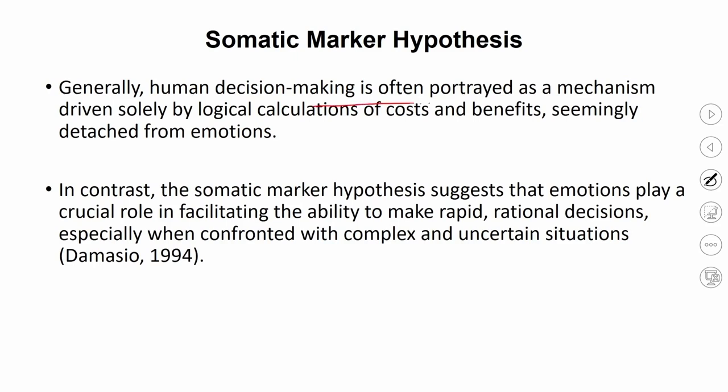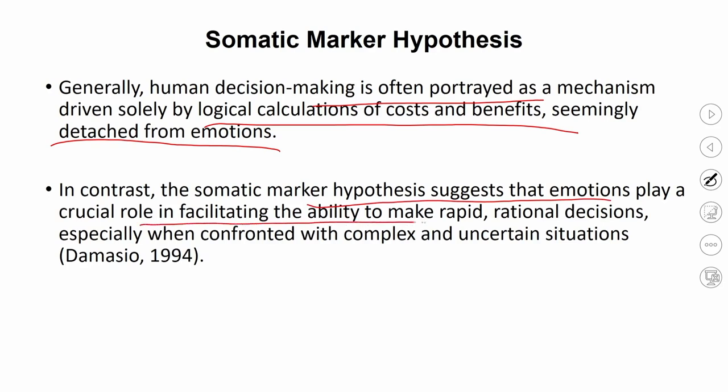Generally, human decision making is often portrayed as a mechanism driven solely by logical calculation of cost benefits, seemingly detached from emotions. When we think about decision making, mostly we think there should not be any emotion involved. It should be based on cost benefit analysis, logical calculations and so on. But the somatic marker hypothesis and a lot of research evidence have shown that emotion is very important in decision making processes. The somatic marker hypothesis suggests that emotions play a very crucial role in facilitating the ability to make rapid rational decisions, especially when confronted with complex and uncertain situations.